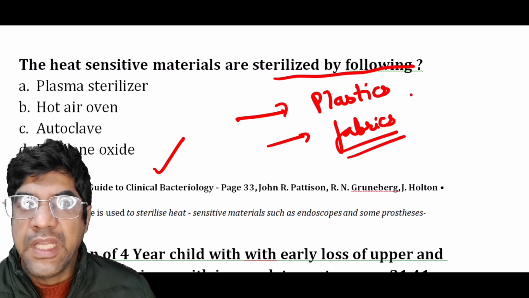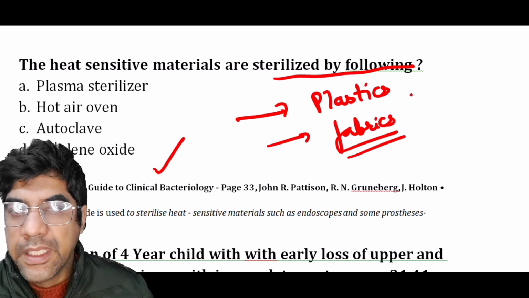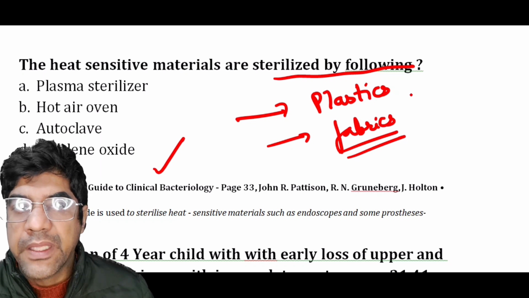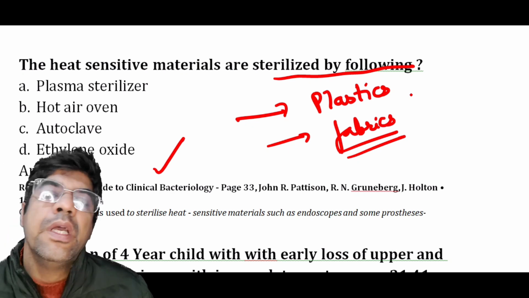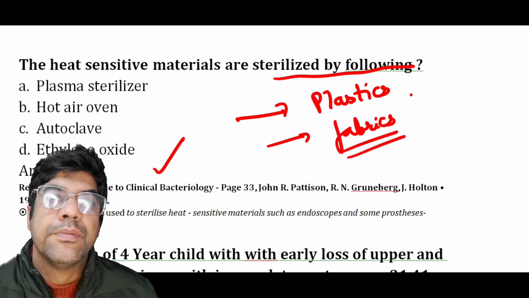Autoclave involves the steam under the pressure and high temperature. It is a widely used and effective method for sterilization. It is not suitable for items that are sensitive to heat and moisture. So the answer is ethylene oxide.